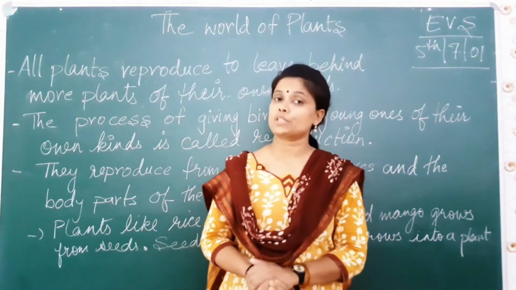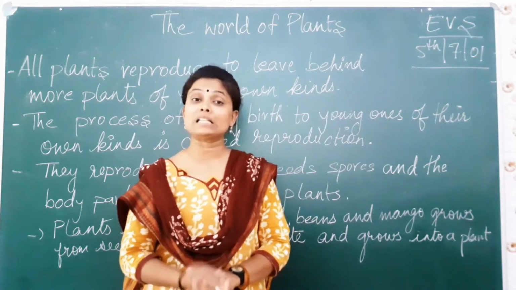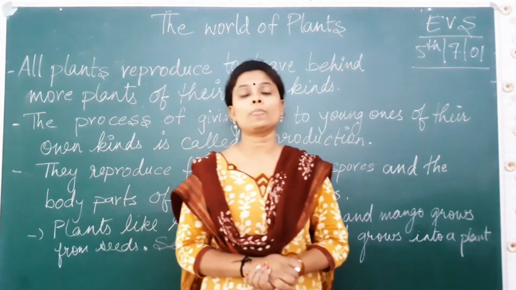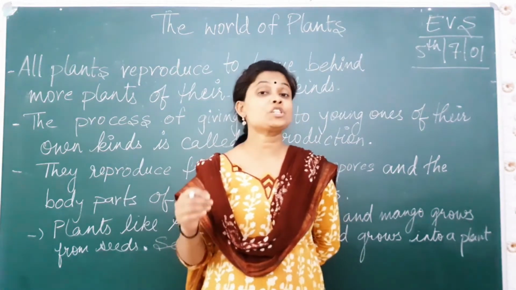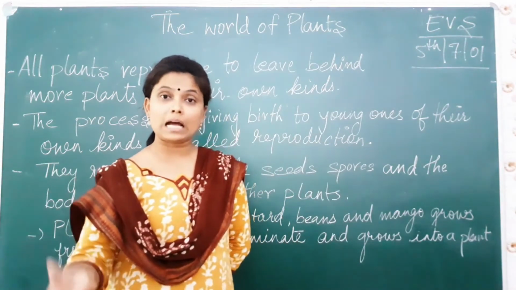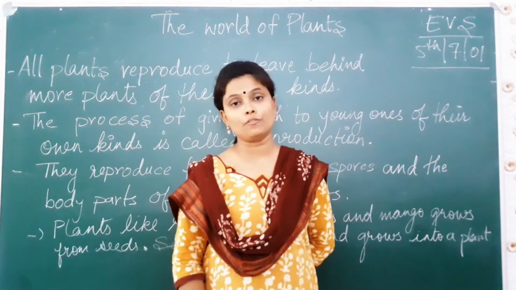Now what is the procedure? We buy a hybrid seed. Hybrid means good quality seed from the market. Then what do we do? We just sow it in the ground. Which type of ground do we want? We want alluvial soil, a ground which has an adequate amount of water.